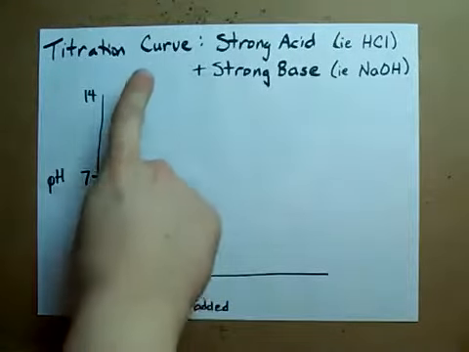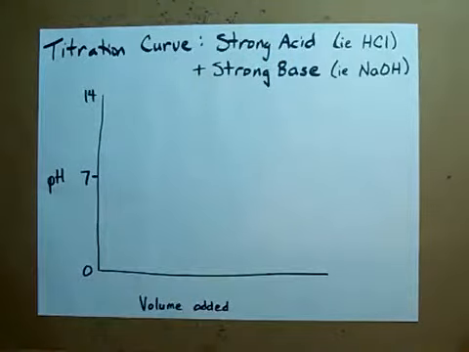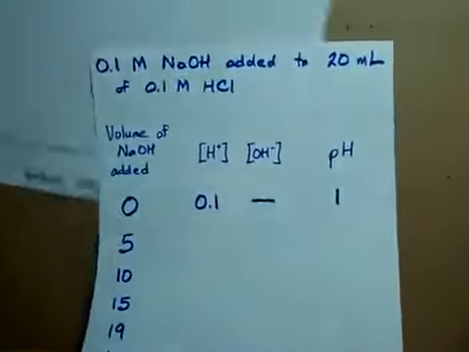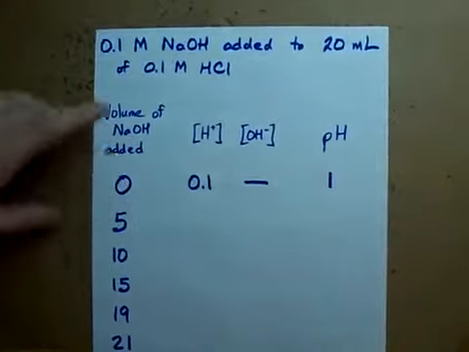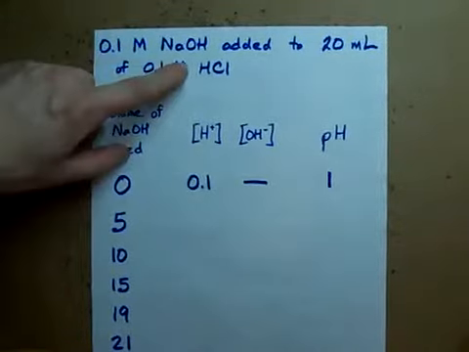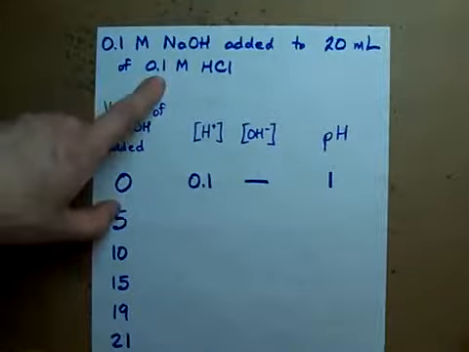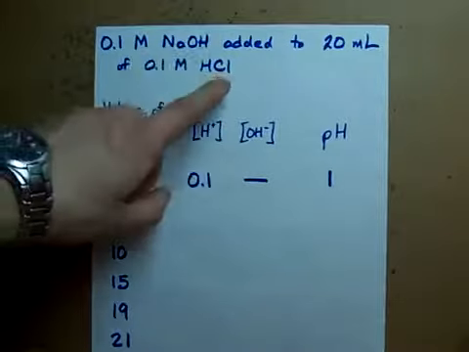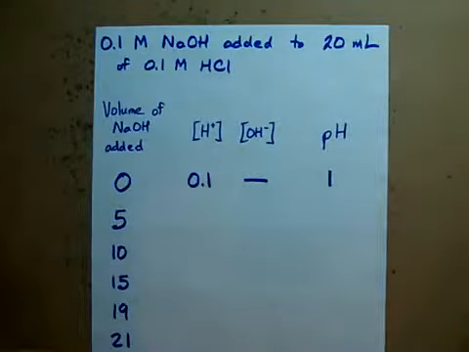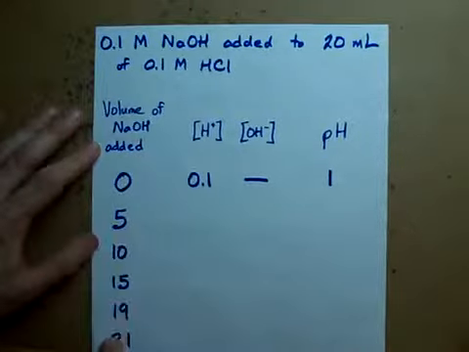Why does a titration curve, when you mix a strong acid and a strong base, look the way it does? I'm going to show you why, while we do a little experiment without actually doing an experiment. I'm going to pretend that I'm mixing 0.1 molar sodium hydroxide with 20 milliliters of 0.1 molar HCl. Notice this is a strong base and this is a strong acid. I'm going to increase the amount of NaOH that I add.